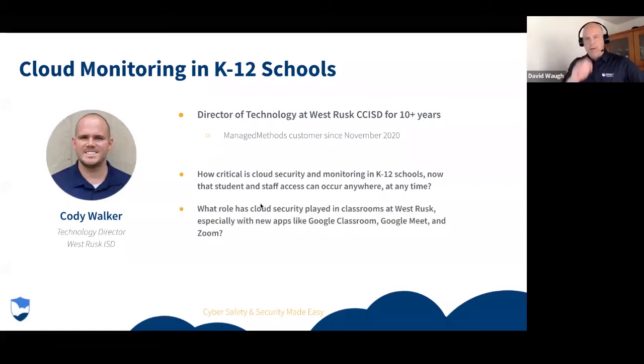So let's talk about what the role of cloud security has played in the classrooms at West Rusk, especially as you had to maybe entertain new applications that you hadn't used before, like being more involved with Google Classroom from the technology security perspective, or maybe Google Meet or Zoom. Tell us about how that has come out.